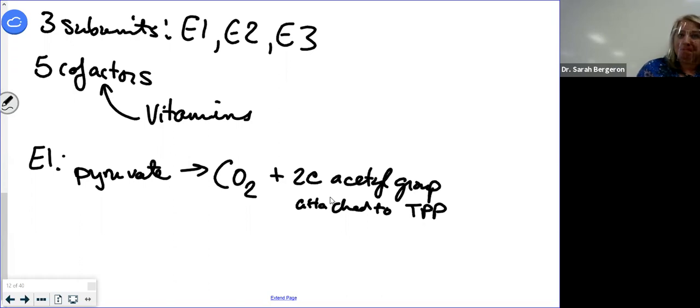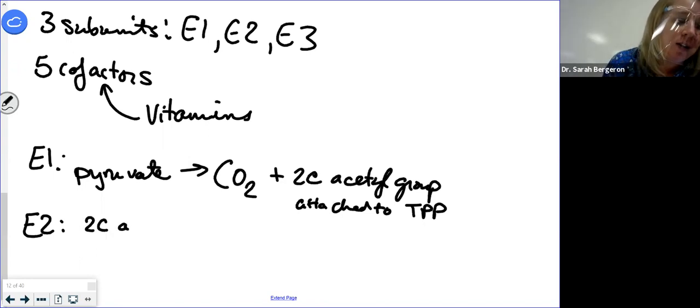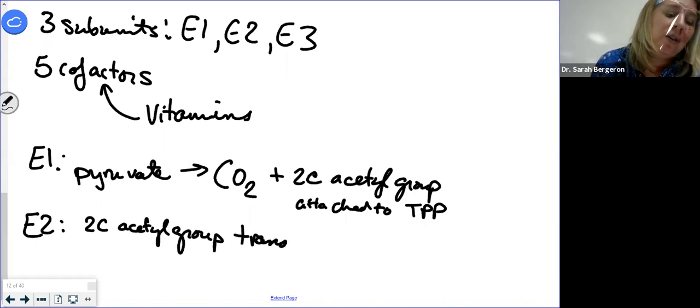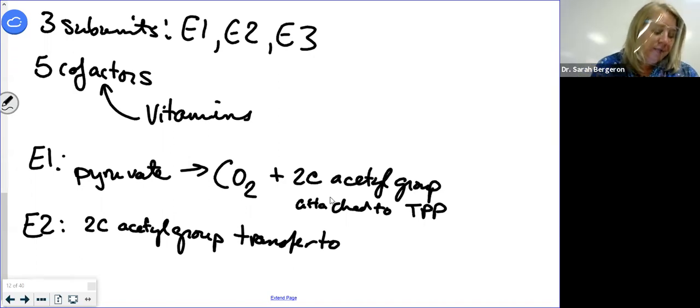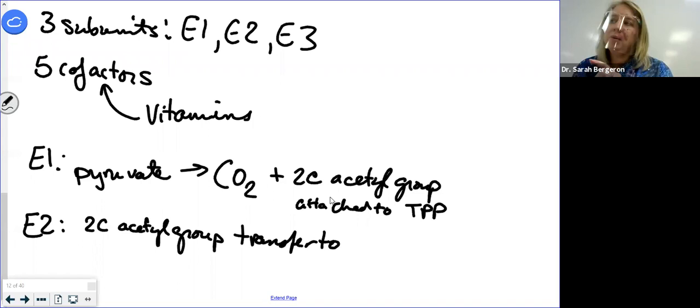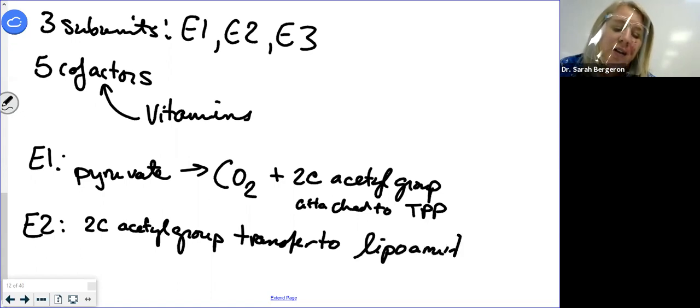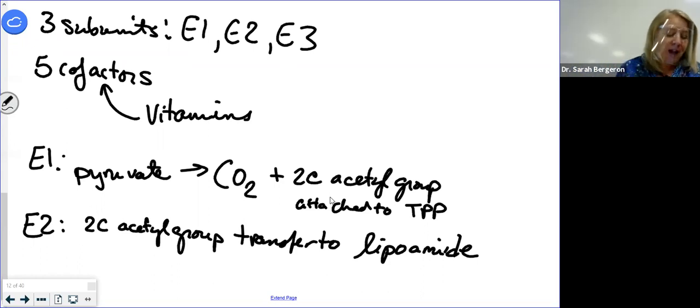Right? Okay, how about E2? We take our 2-carbon acetyl group, right? And we transfer it to what? Another coenzyme. What coenzyme? It's the one with the 2 sulfurs. We'll just call it lipoamide. Now we're going to make acetyl dihydrolipoamide.